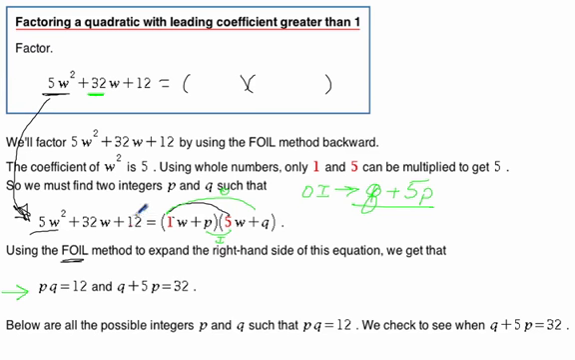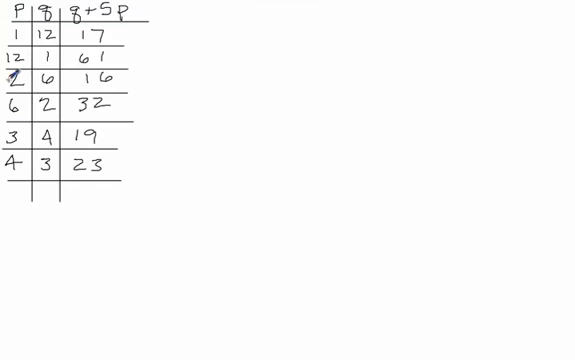We know that we have to multiply. The last terms have to give us the 12, of course, right? P times q, that's our last. That has to be 12. But the outer and the inner makes that q plus 5p, and that has to give us the positive 32. Right? So that's what we've got to think about, and then we can set up our little t-chart like this.